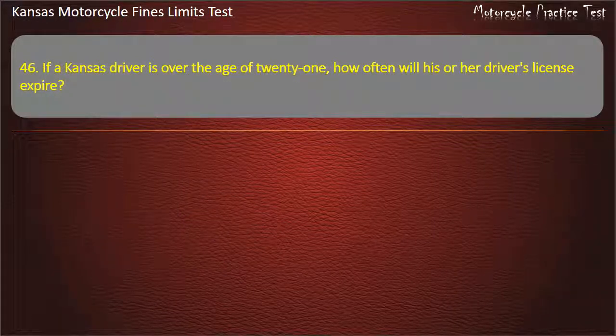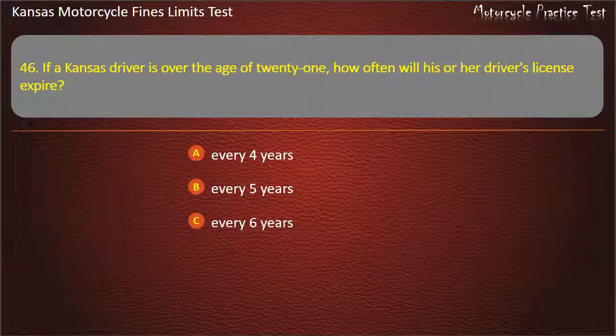Question 46. If a Kansas driver is over the age of 21, how often will his or her driver's license expire? Every 4 years. Every 5 years. Every 6 years. Every 3 years. Answer. Every 6 years.